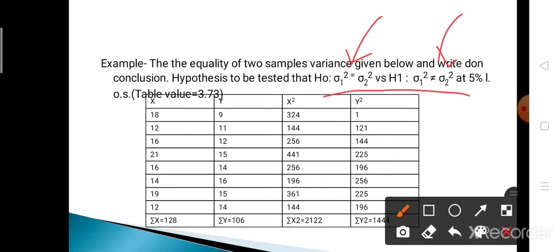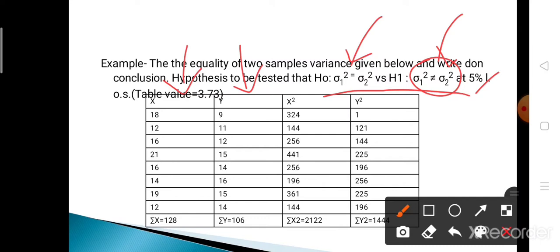Here we want to test the variability, that's why we use the F test. The not equal to condition is there, that means the given test is a two-sided test and alpha is 5%. Here we are given the x values and y values. X values are 18, 12, 16, 21, 16, 14, 19 and last is 12, and y values are 9, 11, 12, 15, 14, 16, 15 and last is 14.